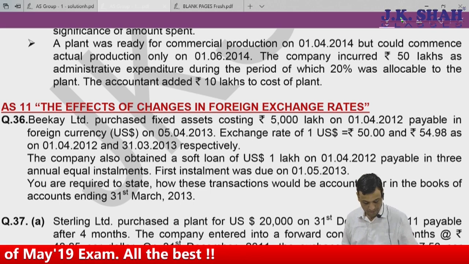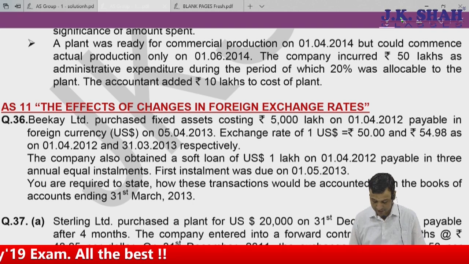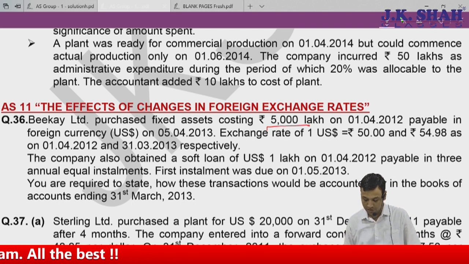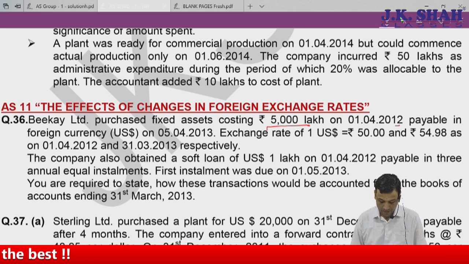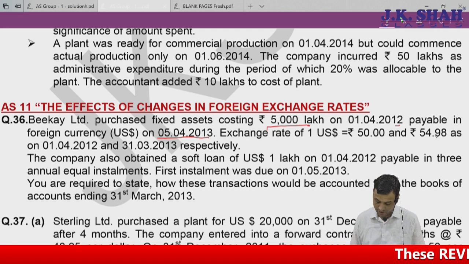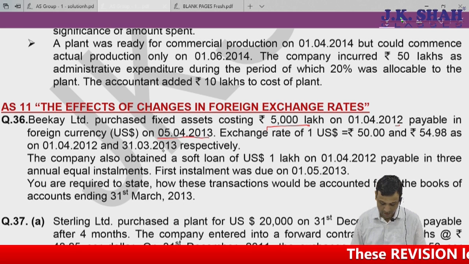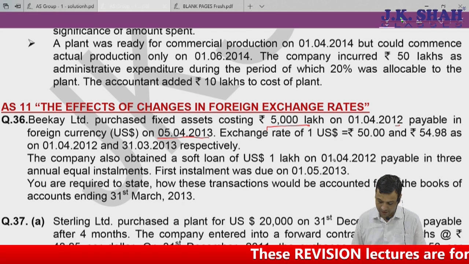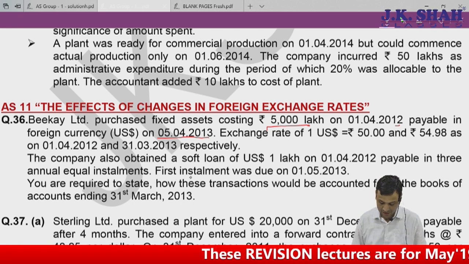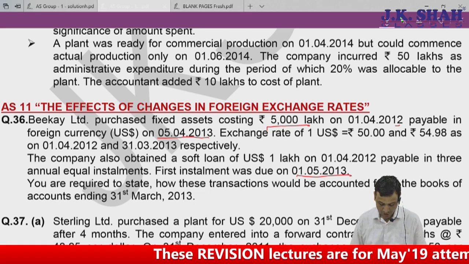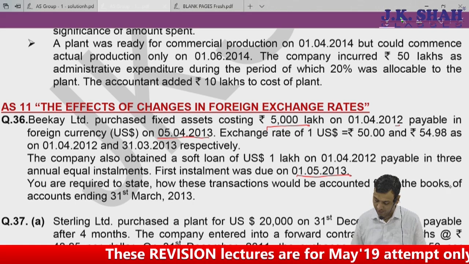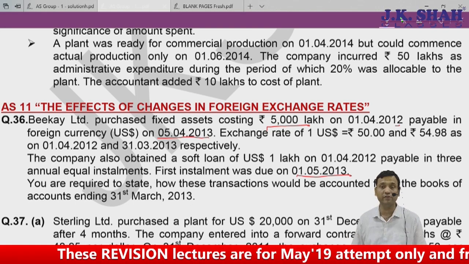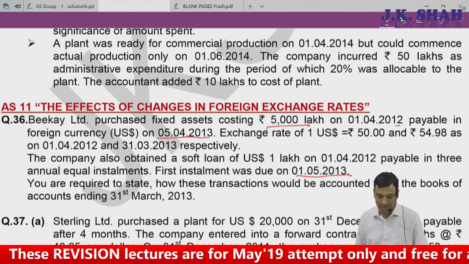So, the first question. BK Limited purchased a fixed asset costing 5,000 lakhs on 1st April 2012, payable in foreign currency on 5/4/2013. Exchange rate 54.98 on 1st April 2012 and 31st March 13. The company also obtained a soft loan of $1 lakh on 1/4/12 payable in 3 installments. First installment was due on 1/5. You are required to state how these transactions would be accounted in the books for the year ending on 31st March 2013. Now, if you look properly, it's a basic transaction.